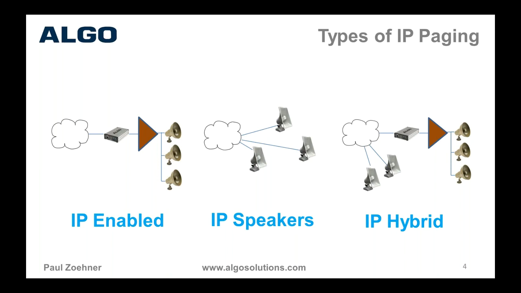So we've IP-enabled existing infrastructure. And on the far right, you see what I call an IP hybrid solution, and this is really a combination of the both. It's very common to see a customer IP enable their legacy infrastructure, but when they're adding to the paging system it's typically done with IP speakers. So we can support all of these environments and mix and match. You can have a combination of existing infrastructure as well as new technology.